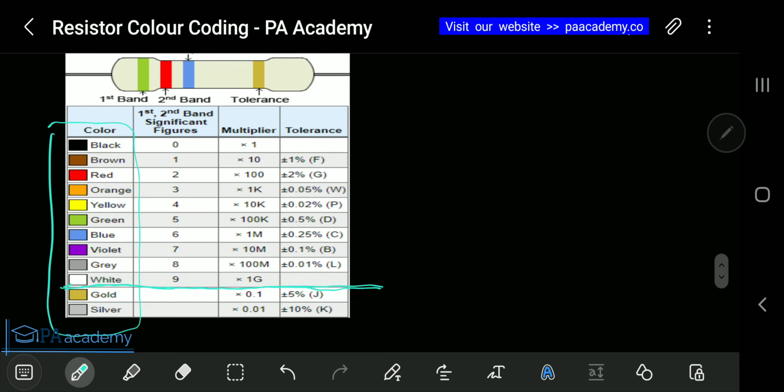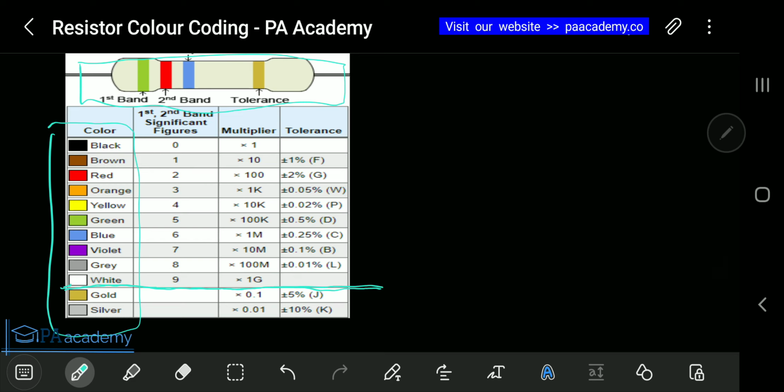So now, with what we have here, how can we use it to determine the value of a resistor? Like I said, black is 0, brown is 1, red is 2, orange is 3, yellow is 4, green is 5, blue is 6, violet is 7, gray is 8, white is 9. Are we good? Now, using the resistor we have on screen, if you are to use the color code to determine its value, how do we go about it? Let's use that as an example.